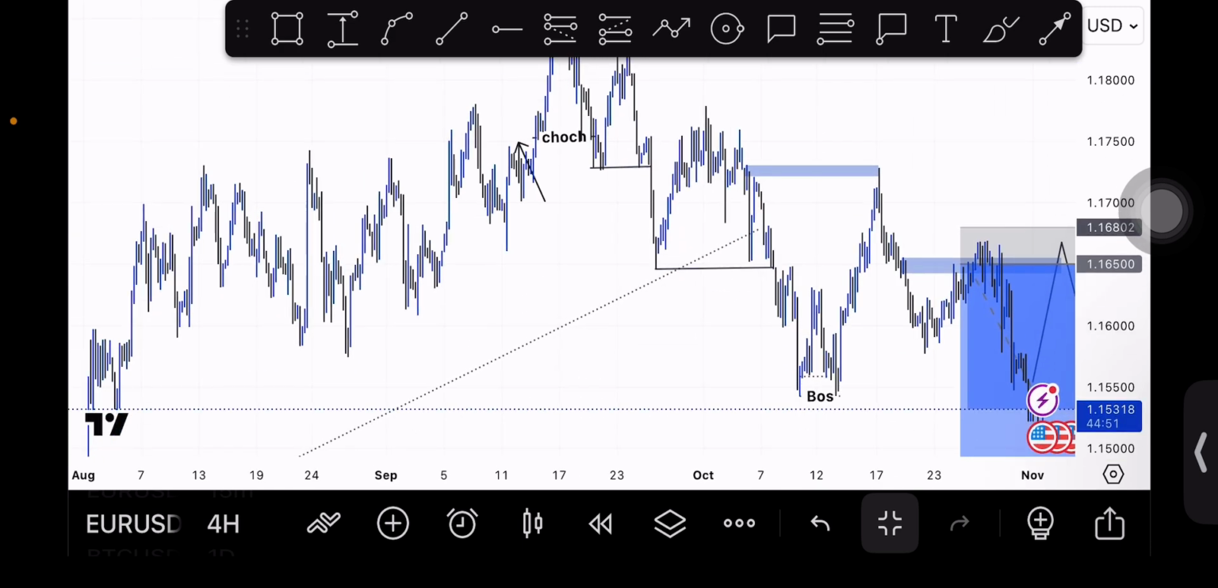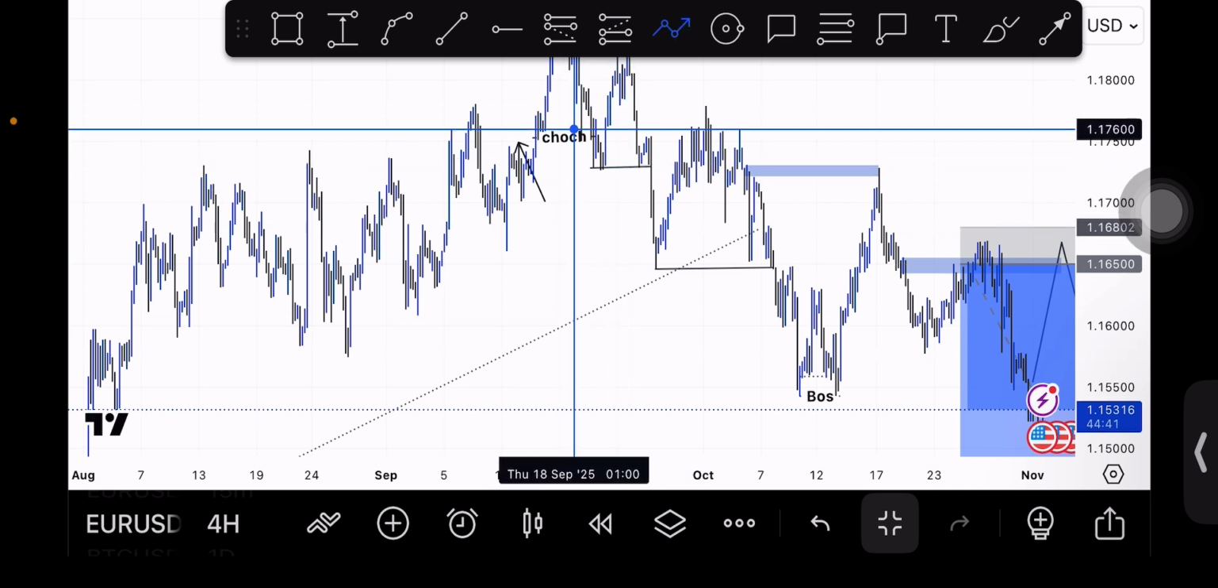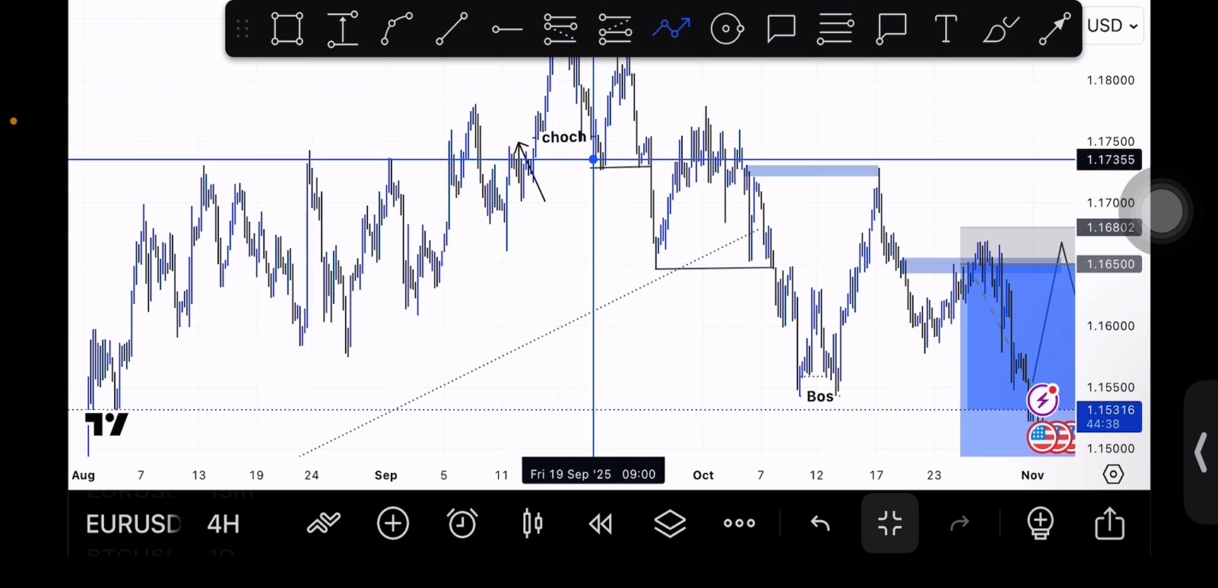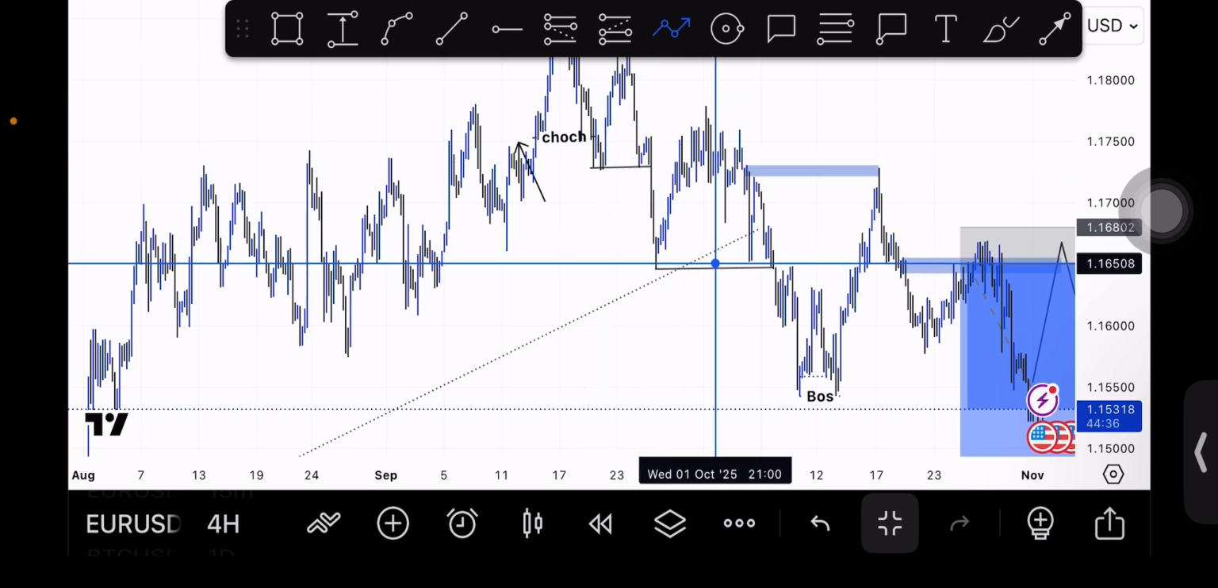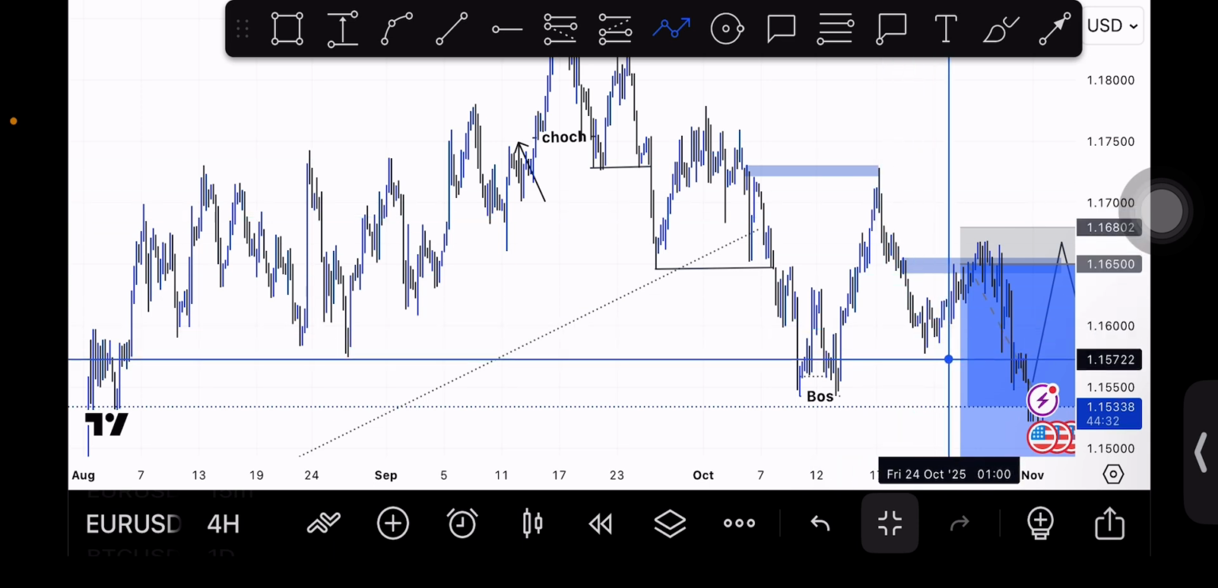So what you just do when you see a structure like this, whenever you see the market giving you these breaking structures, taking this low down, all you need to do is wait for retracement back and then you get in.